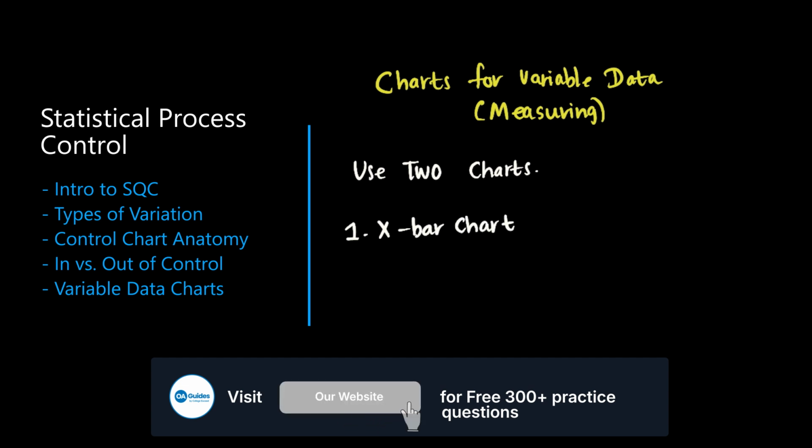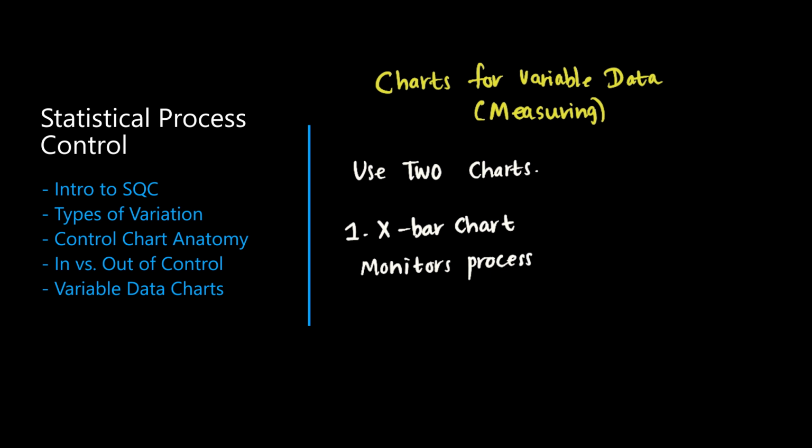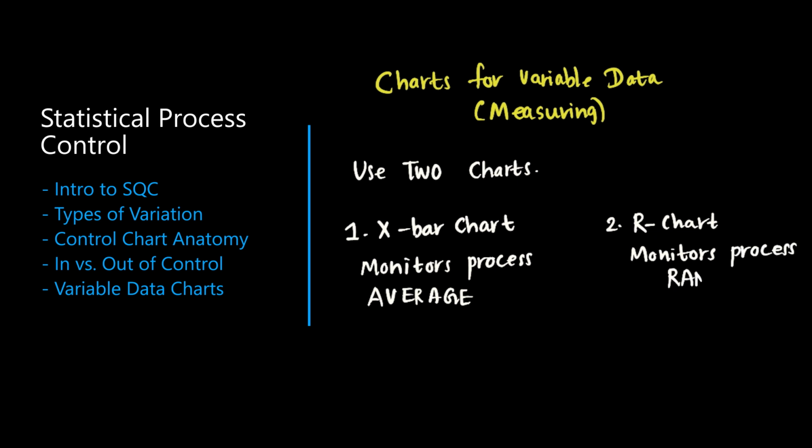For variable data, you must use two charts together, an X-bar chart and an R chart. The X-bar chart monitors the central tendency, or the average, of the process. The R chart monitors the range, which is a measure of the dispersion or variability of the process. You need both because the process average could be perfectly on target, but the variability could be increasing, which the R chart would catch. Or the variability could be stable, but the process average could have shifted up or down, which the X-bar chart would catch.